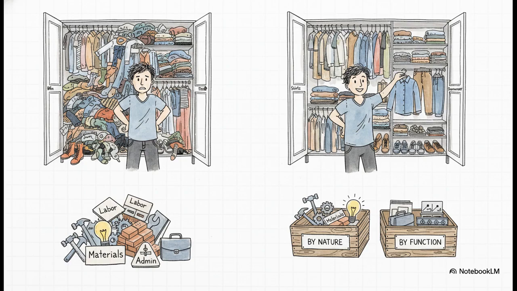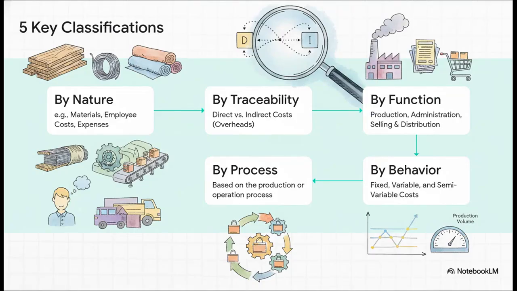It's just like organizing your closet, right? You put all the shirts together, all the pants together. Why? So you can easily find what you need and decide what to wear. CAS1 does the exact same thing for costs. It creates logical groups so that management can look at the data and make smart decisions without getting lost in the details.